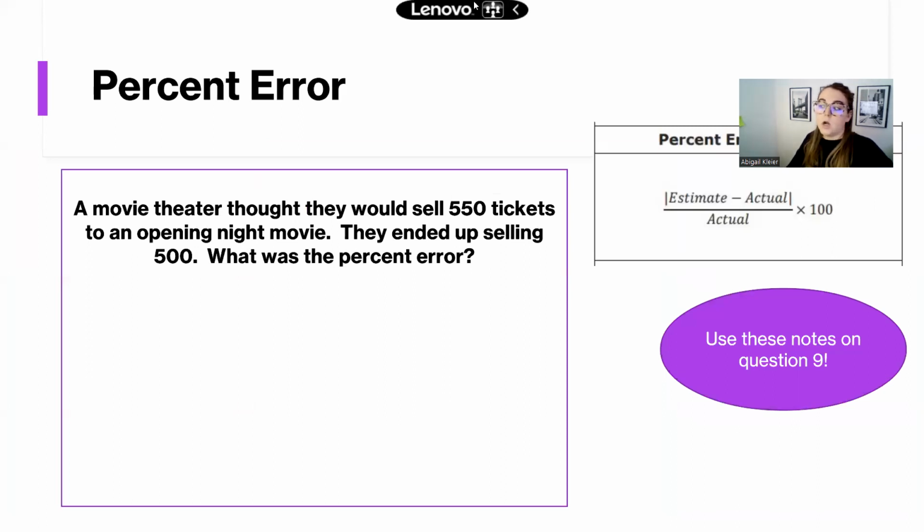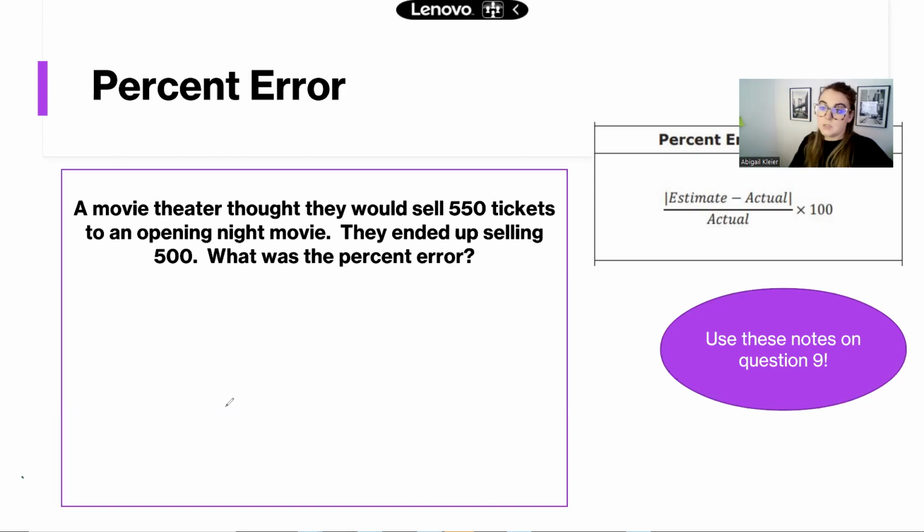We're almost done. We're on to question number 9. Question number 9 is talking about percent error. Percent error is a very similar formula to percent of change. A movie theater thought that they would sell 550 tickets to opening movie night. They ended up selling 500. What was the percent of error?